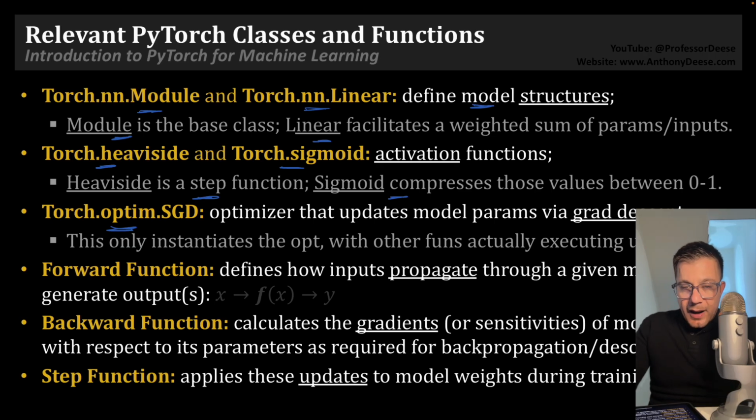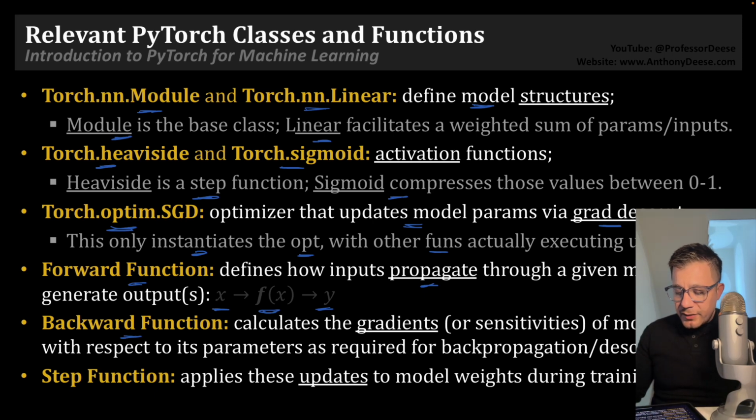torch.optim.SGD is an optimizer. So this is new. I don't think we've seen this yet. It's an optimizer that updates model parameters using gradient descent. But one note, this really only instantiates the optimizer, and we have to use some other functions to actually execute the updates. The forward function, I think we're familiar with that. We've shown that before. It defines how the inputs propagate through a given model to generate the outputs, right? We supply 3 inputs x. It applies the weighted sum, an activation function, and spits out an output.